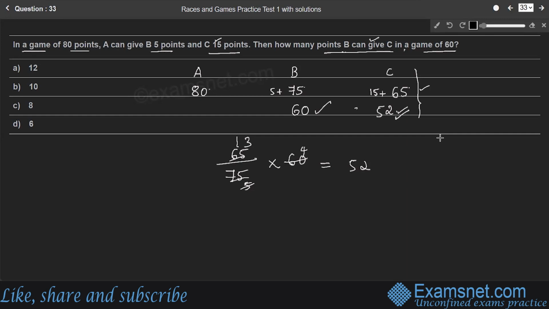B can give C 8 more points so that the score becomes 60, right? In the game of 60, not in the game of 80. So in the game of 60, C gets 52 points so that B can give 8 points. This is how you have to calculate. So B can give C 8 points. Option C is the right answer.